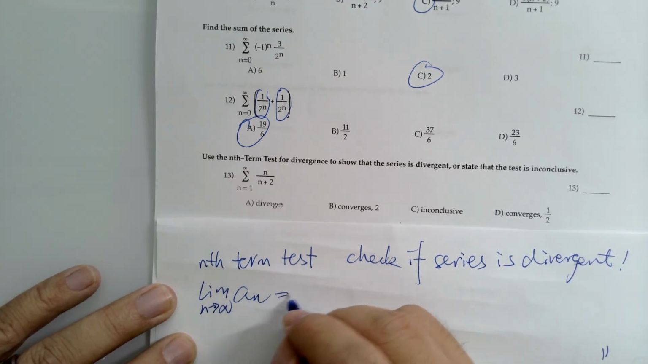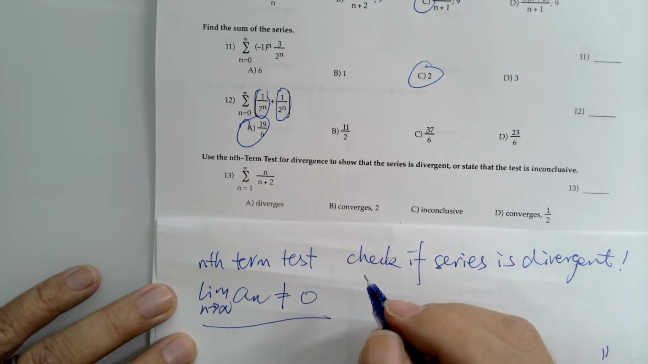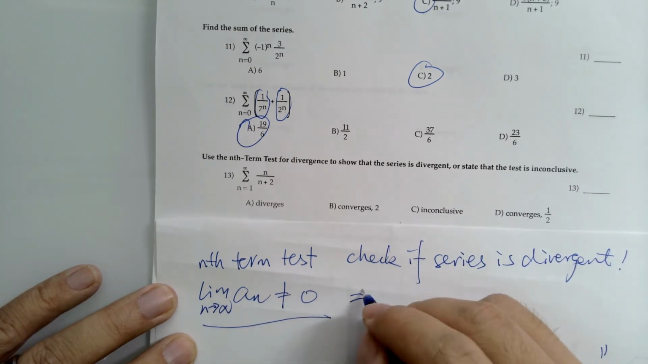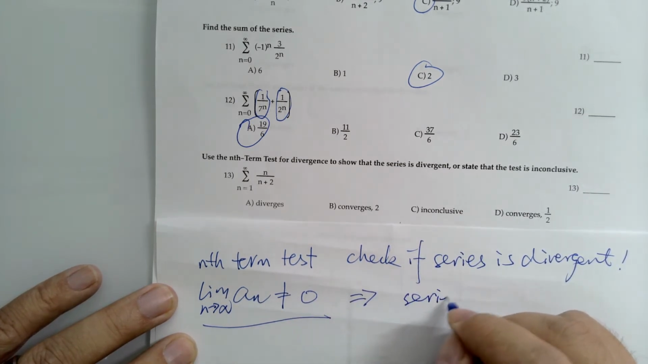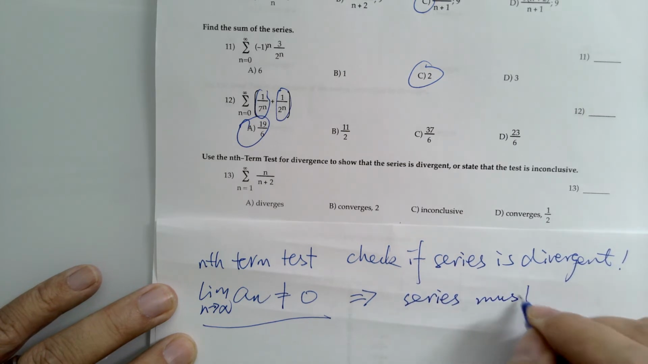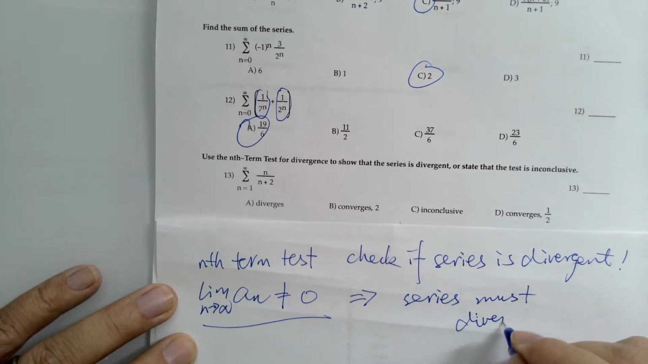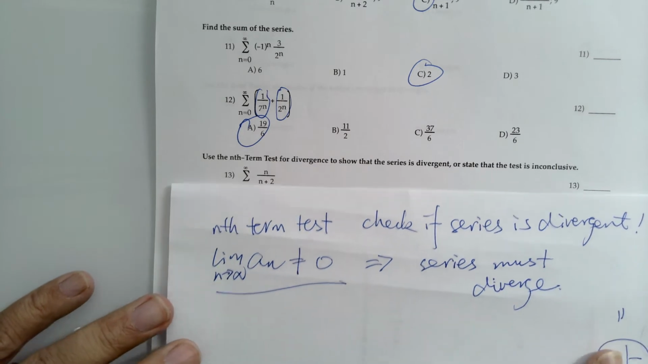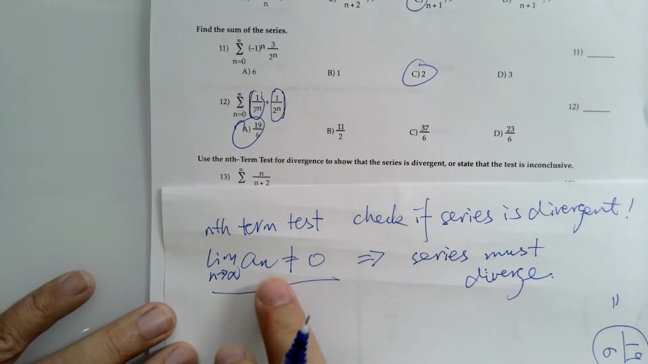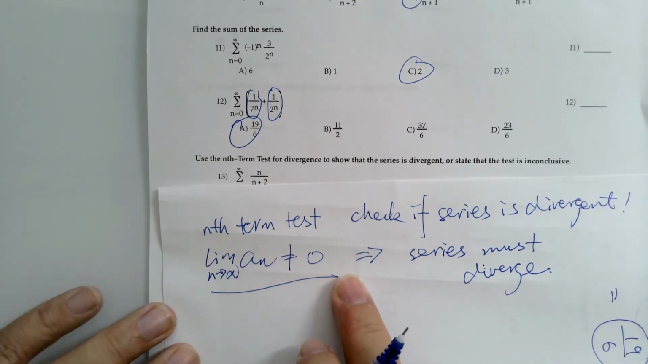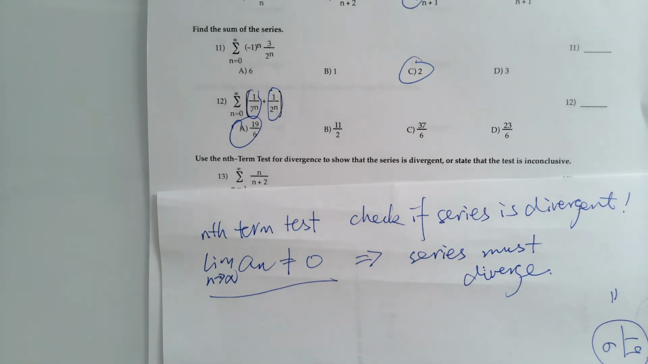It says: if the limit of a_n as n goes to infinity is away from 0, then the series must diverge. However, if the limit of a_n equals 0, it's inconclusive. It can converge, it can diverge. So nothing is guaranteed.